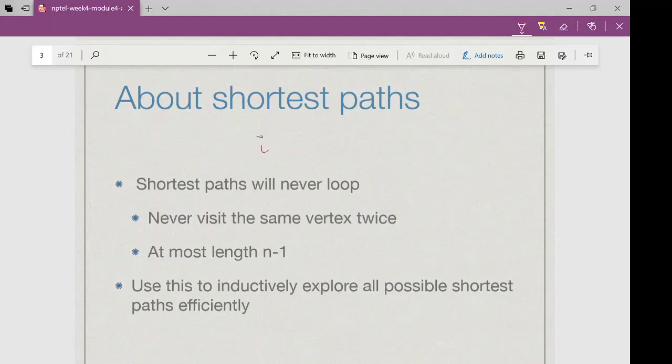Suppose from i to j we want to find the path, and suppose v1, v2, v3, ..., vk are the vertices that will come in between. Then definitely all these vertices are unique, different, distinct vertices, and i and j will not be included in this. There is no point that you start from i, come again to i, and then again have a path from i to j. There is no sense. So let's see how we can inductively explore all possible shortest paths efficiently.